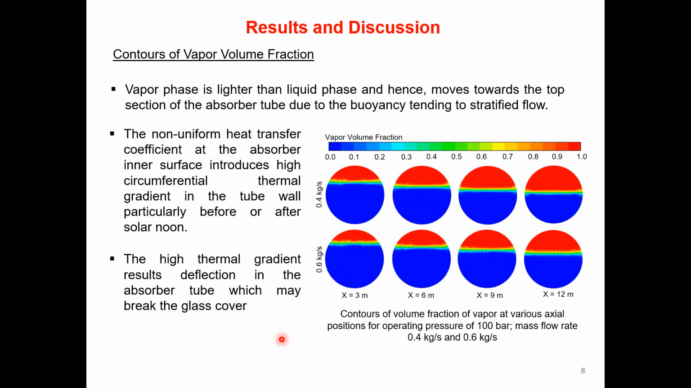Based on the contours of vapor volume fraction, it has been confirmed that the flow regime in the solar collector is a stratified flow under the considered boundary conditions.